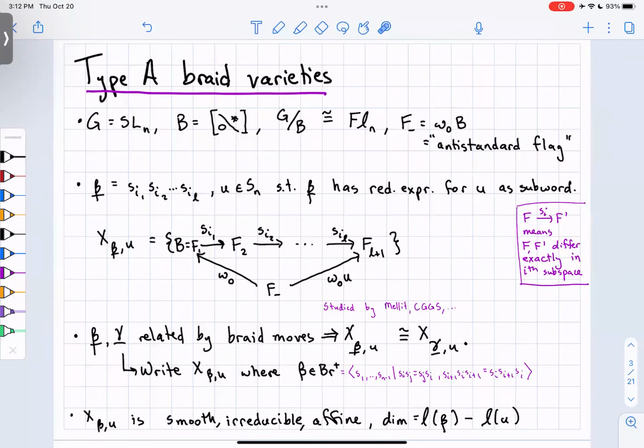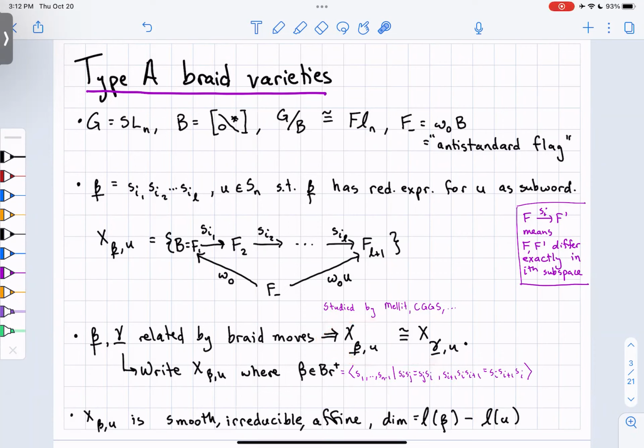And you might be wondering, well, why are they called braid varieties when I have not yet introduced any braids? The reason for this is that if I take my not necessarily reduced word and I do braid moves, so I commute simple transpositions that are far away, or I do like the 3 to 3 move, those varieties will be isomorphic.